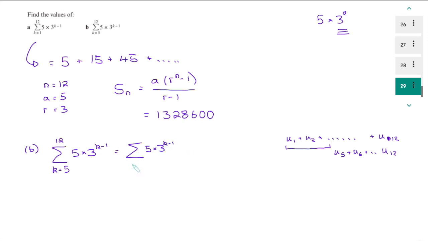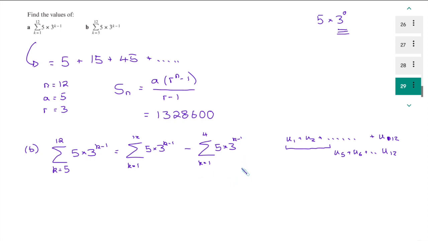So this time I'm going to do the whole thing, right? I'm going to go from k equals 1 to 12, the whole thing, that's what we've got here, and then I'm going to subtract k equals 1 to 4, right? So I'm going to take the whole thing and then take away those elements at the front that I don't want. So that's the first 4 elements. So all I have to do is to work out this, okay?